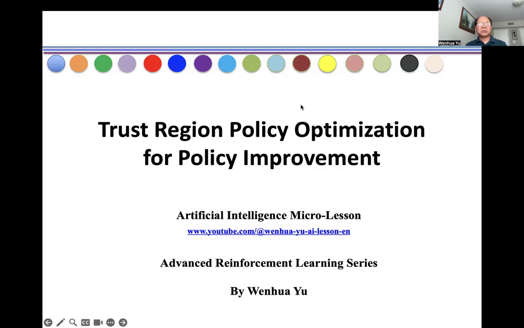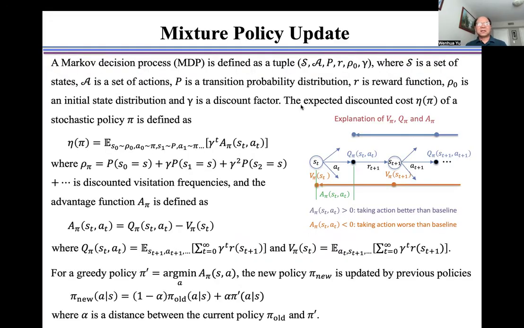In this video, I introduce trust region policy optimization for policy improvement. A Markov decision process is defined as a tuple S, A, P, R, rho 0, and gamma, where S is a set of states, A is a set of actions, P is a transition probability distribution, R is a reward function, rho 0 is an initial state distribution, and gamma is a discount factor.